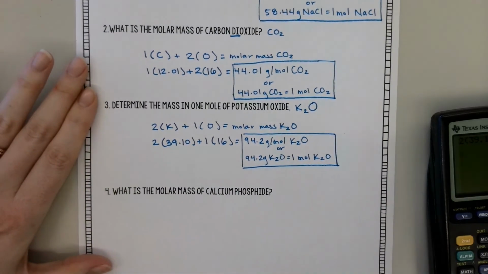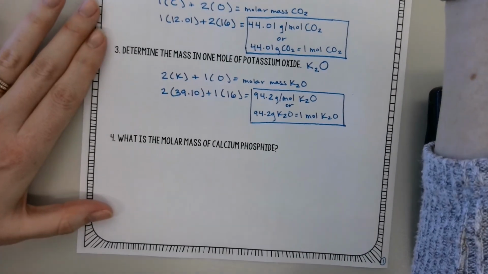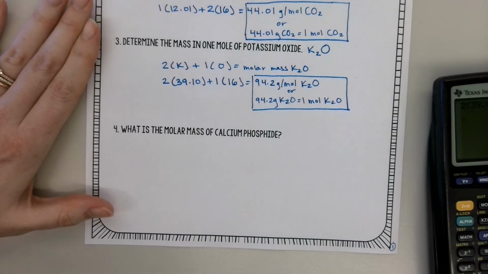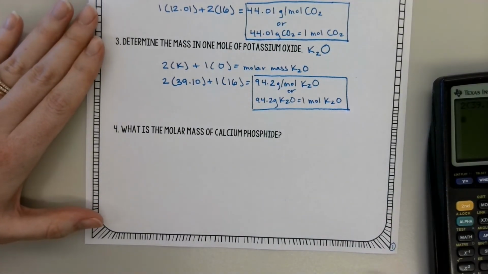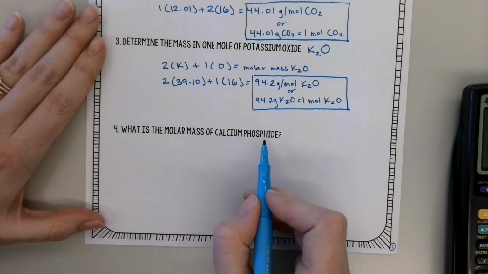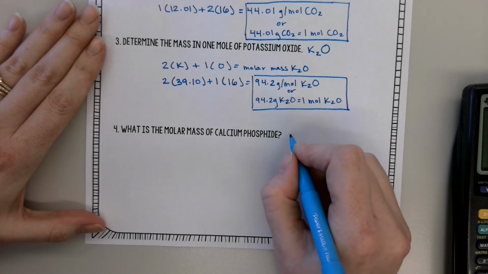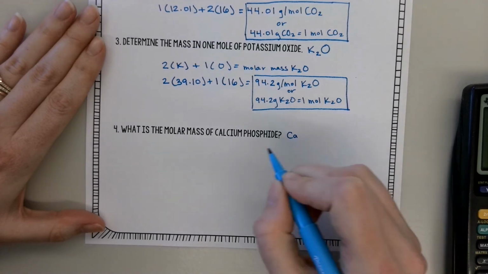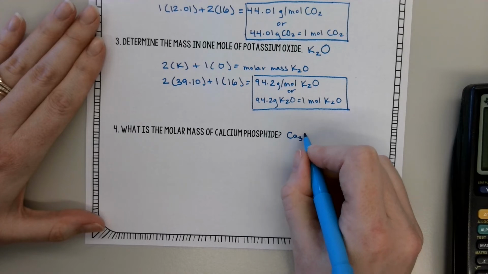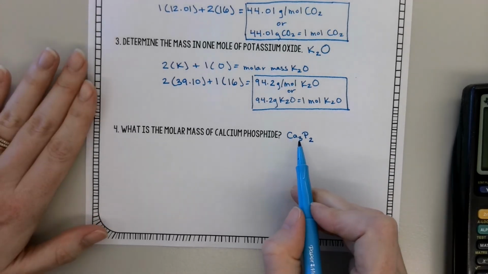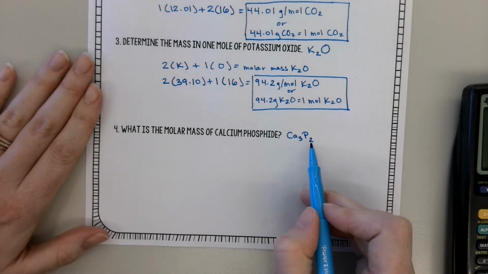All right, let's do one more, and then you're going to work on some on your own, and you're going to write me if you have questions, or you're going to join one of our conferencing sessions. What is the molar mass of calcium phosphide? This one didn't give me the formula, so I have to make it. So crisscross, Ca3P2. This compound has 3 calciums and 2 phosphorus.